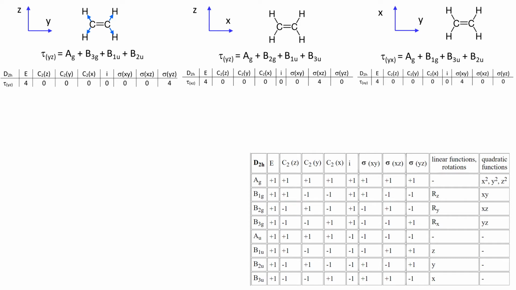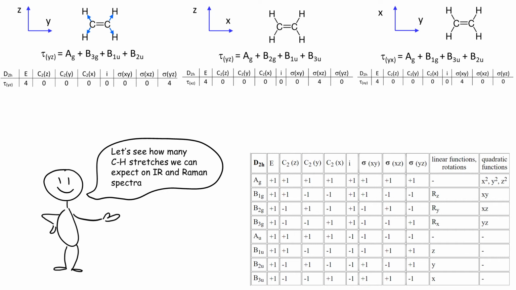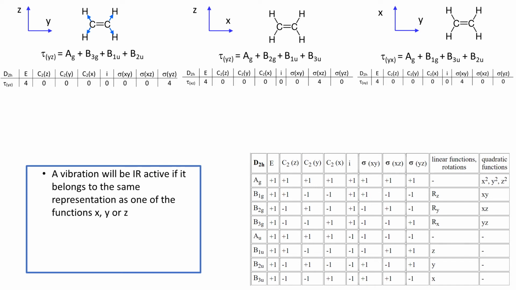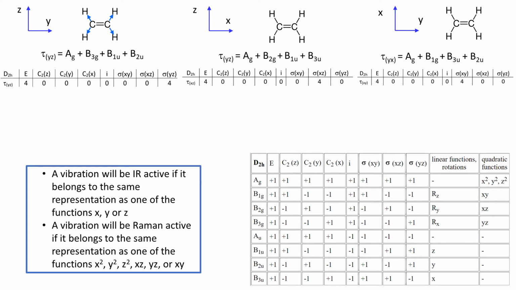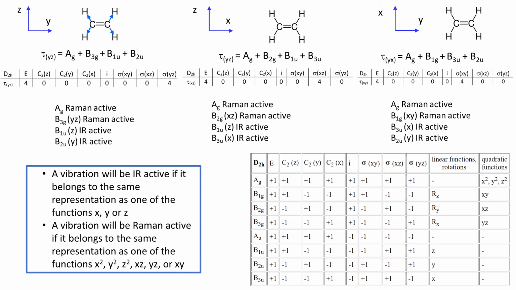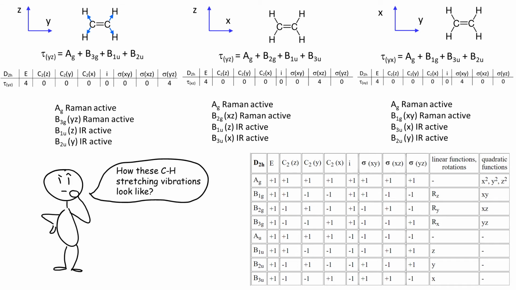Now let's do the same for ethene in XZ and XY plane. Now is the important bit. Let's see how many stretches we can expect from IR and Raman spectra. We have not spoken about it yet, but a vibration will be IR active if it belongs to the same representation as one of the functions x, y, or z. And if a vibration belongs to the same representation as any of the quadratic functions, it will be Raman active. So we see that regardless of the orientation of the axis, we always get the same number of IR and Raman active vibrations. Now let's see how these stretches look like.